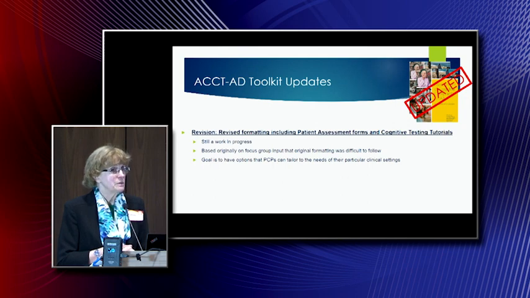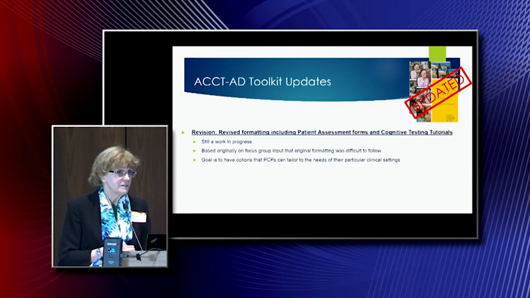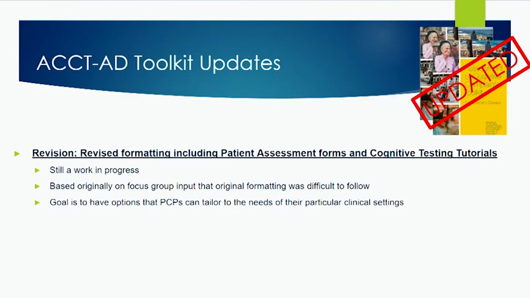There's a group that's spearheaded by Dr. Rosen and the UCSF main campus group that is using a grant from the state to revise and update the toolkit to make it more accessible to primary care practices in the real world. And I think you'll hear a little bit more about that in the next panel group. This is still a work in process, and the idea for this is based on focus group data that showed that the original formatting in this kind of yellow thing that you can find was difficult to follow.